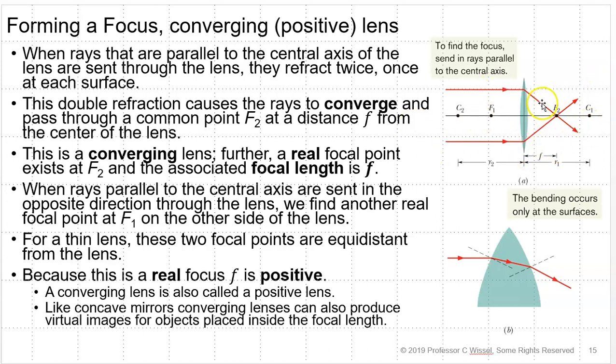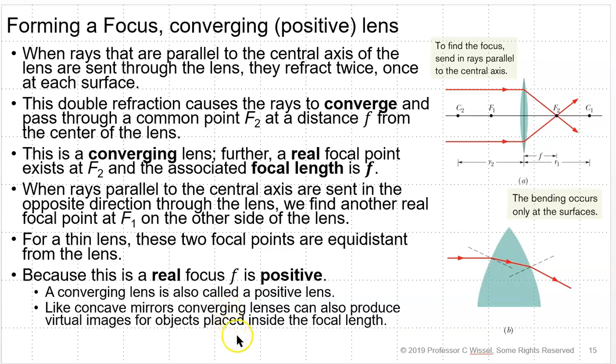Okay, lenses have two focal points. You have parallel rays coming in from the right here. They will converge and focus at F1. For a thin lens, these two focal points are equidistant from the lens, so this F is the same as that F. And because this is a real focus, F is positive, and that's the reason a converging lens is also called a positive lens.